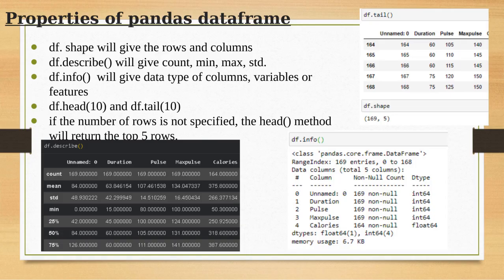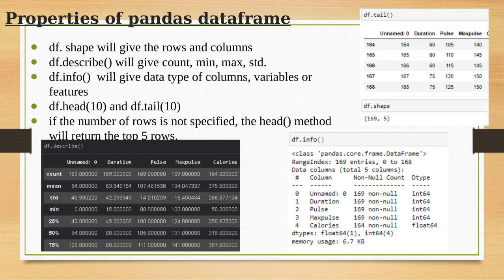Next, we have the head and tail functions. The head function displays the first few rows of the data frame, while the tail function displays the last few rows. If we do not specify any number inside these functions, both head and tail return 5 rows by default. df.head() returns the first 5 rows, whereas df.head(10) returns the first 10 rows. Similarly, df.tail() returns the last 5 rows, and df.tail(10) returns the last 10 rows.